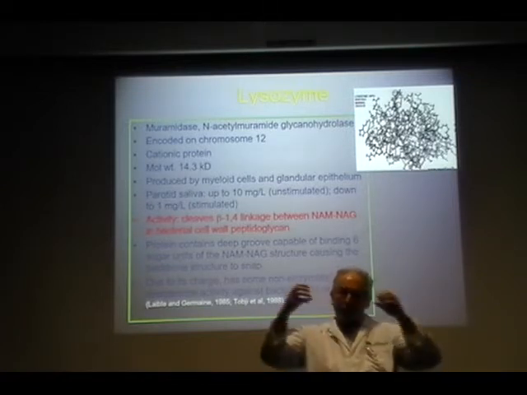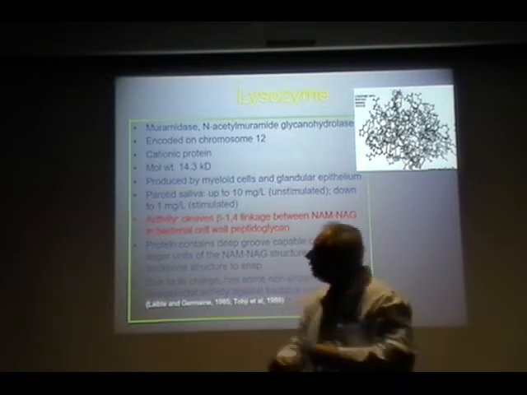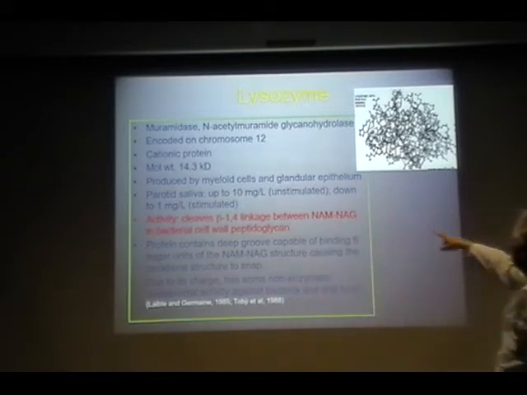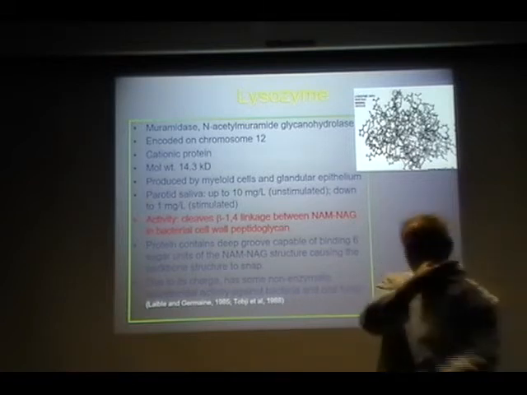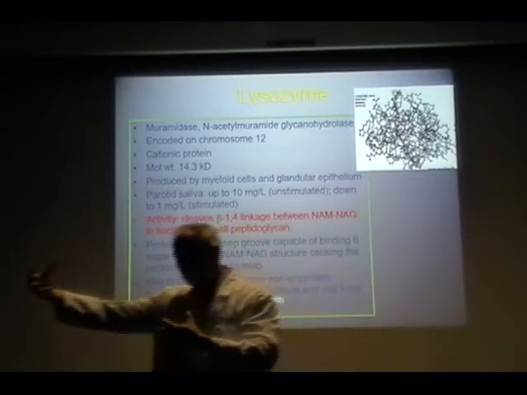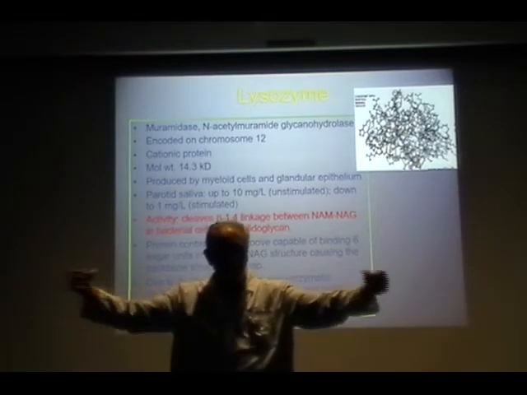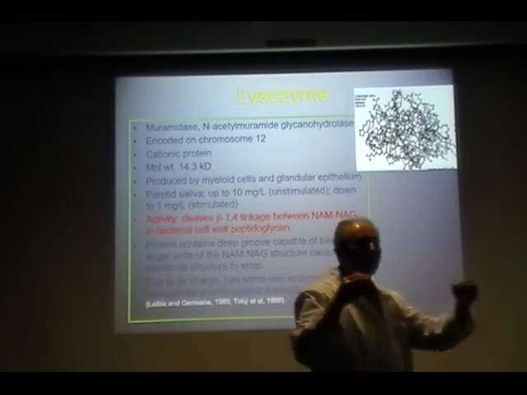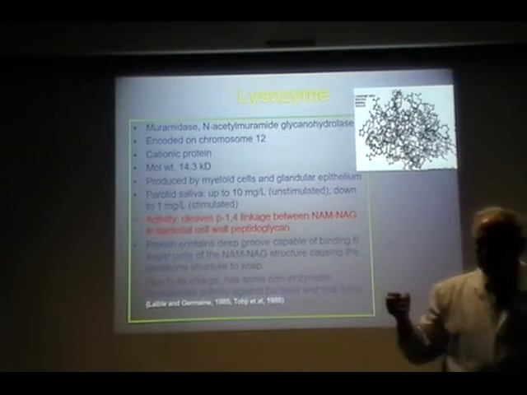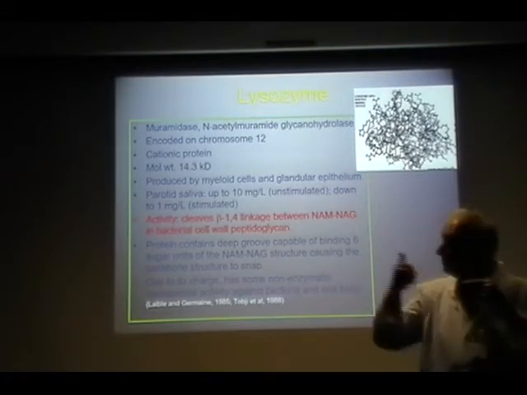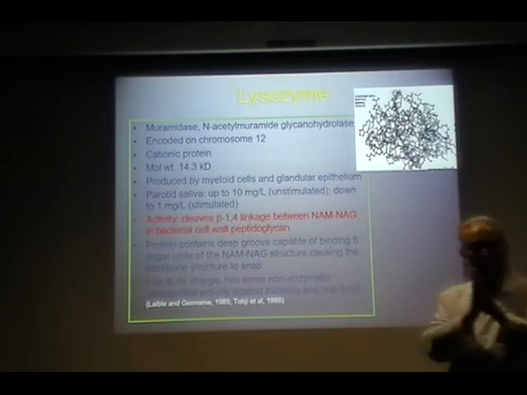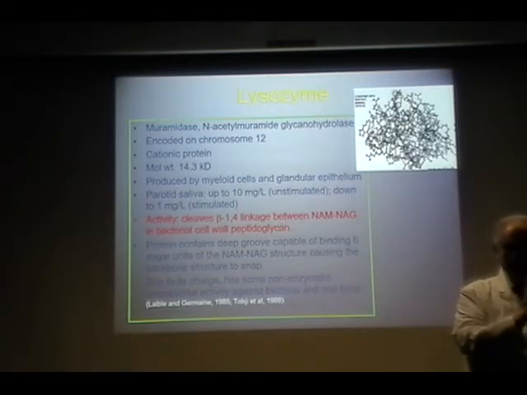So the lysozyme binds to the beta-1,4 linkages between NAM and NAG. N-acetylmuramic acid, N-acetylglucosamine. Chains of this stuff. All right? That's called transglycosylation. So between a NAM and NAG, the bond is this beta-1,4 linkage.